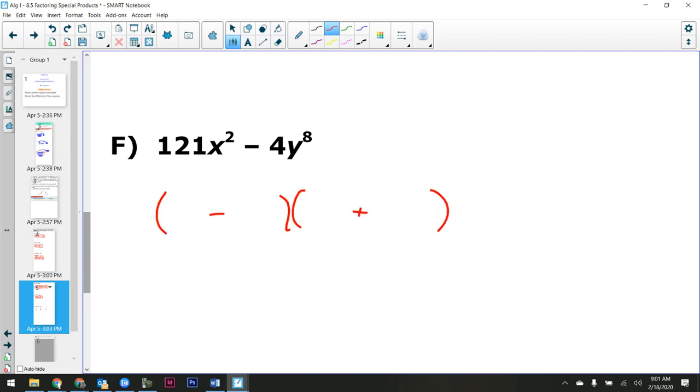One with a minus, one with a plus. Okay, we just saw square root of 121 is 11. So it's 11x. And then my second term, what's the square root of 4? So it's 2y to the what power? 4th power.